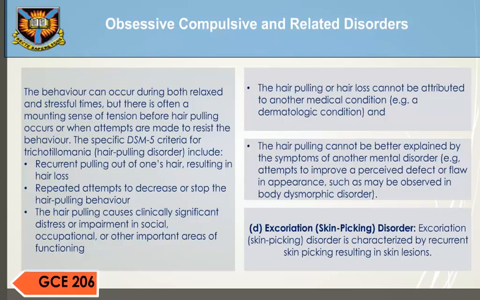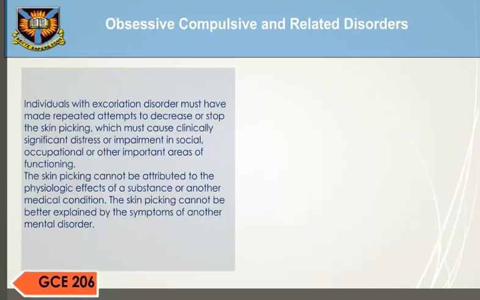D. Excoriation, skin picking disorder. Excoriation, skin picking disorder is characterized by recurrent skin picking resulting in skin lesions. Individuals with excoriation disorder must have made repeated attempts to decrease or stop the skin picking, which must cause clinically significant distress or impairment in social, occupational, or other important areas of functioning. The skin picking cannot be attributed to the physiologic effects of a substance or another medical condition, and cannot be better explained by the symptoms of another mental disorder.